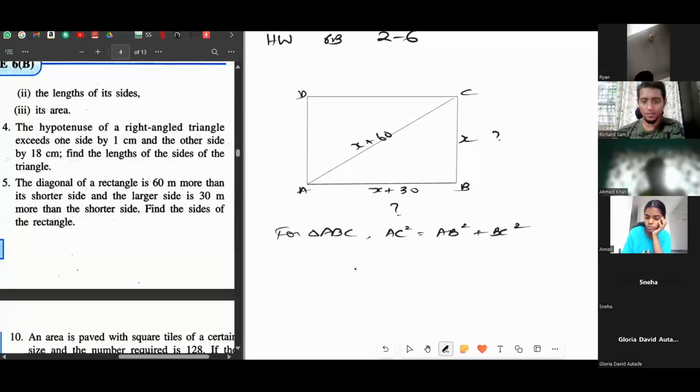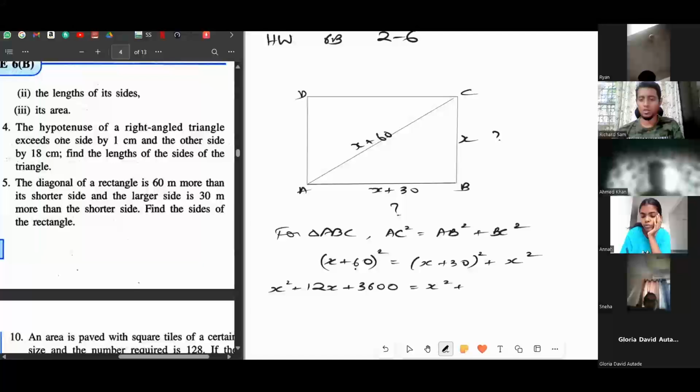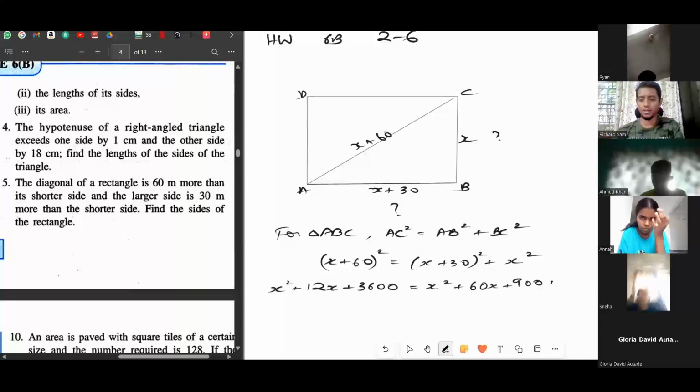Okay, I'm solving it over here. AC is x plus 60 whole square is equal to AB. AB is x plus 30 whole square plus BC. BC is x square. So apply the a plus b whole square formula, that is x square plus 120x plus 3600 is equal to x square plus 2 into x into 30, that is 60x plus 30 square, which is 900 plus x square.